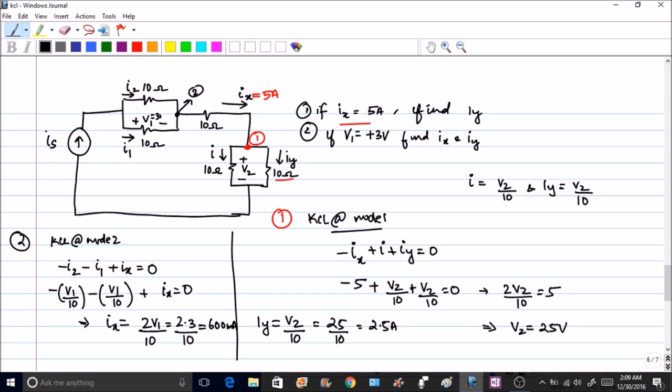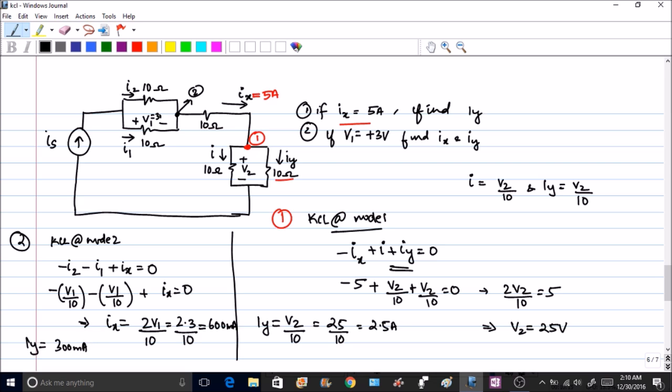Now, with this, you can clearly find what is Iy, right? You know the value of Ix, and with the method by which we have solved the first problem, you will get the value of Iy. Iy you will be getting as 300 milliamps. You can try it out for yourself.